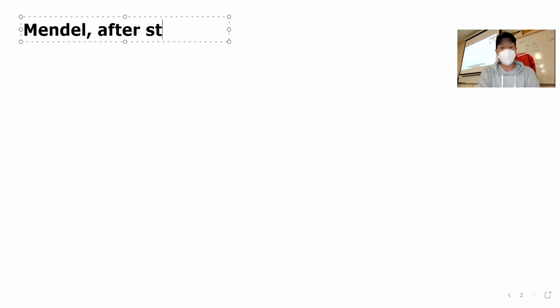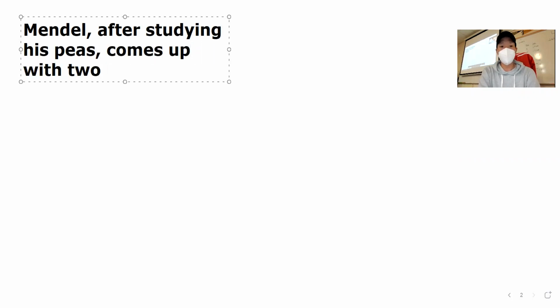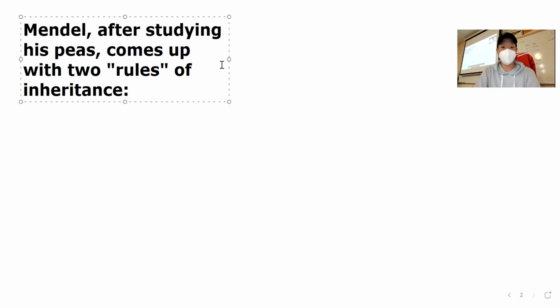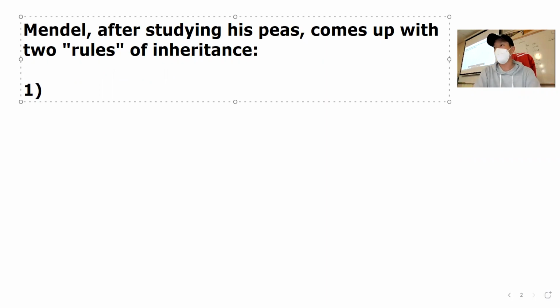Okay, I'm going to type this just so it's a little neater for everybody to see. Mendel, after studying his peas, comes up with two rules of inheritance. Give you a chance to copy that down. And again, we're just adding this to assignment number 2, okay, beneath our drawing of the flowers.